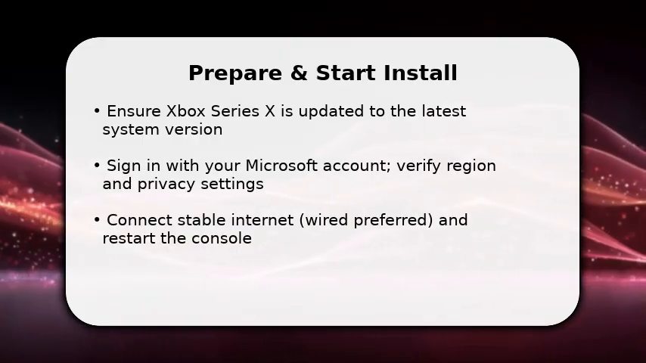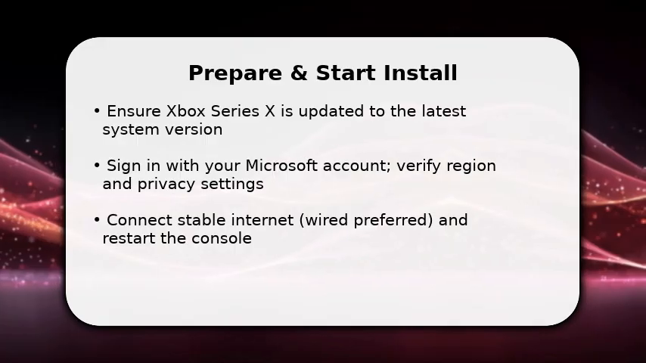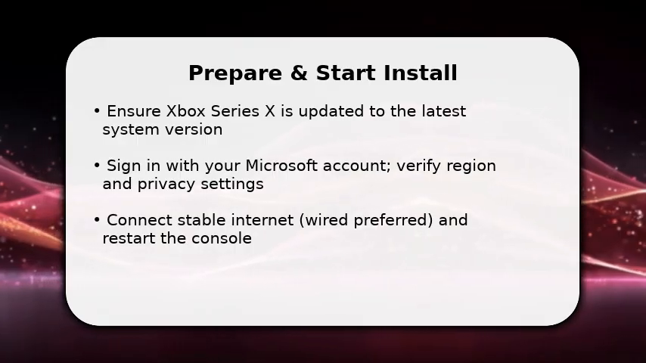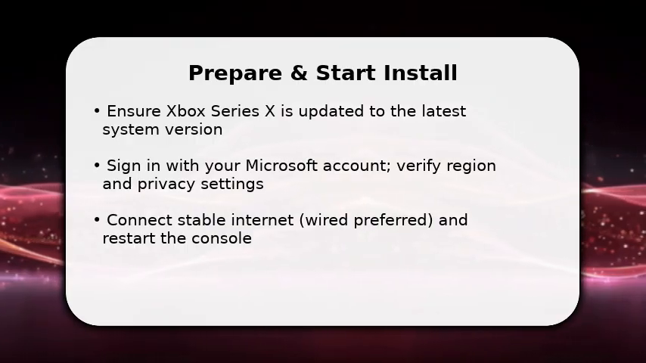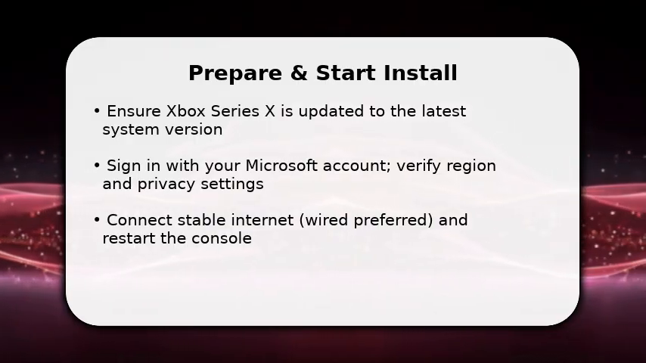Now open the guide and navigate to Settings, then System Updates. Apply any updates. After the restart, go to My Games and Apps, so you can move straight into locating the Microsoft Store or relevant app entries.